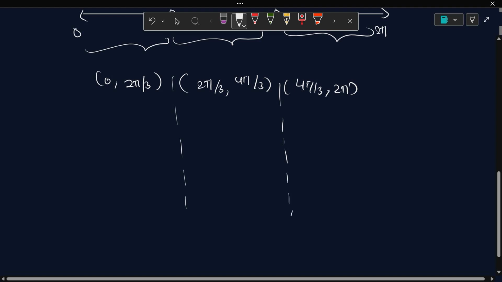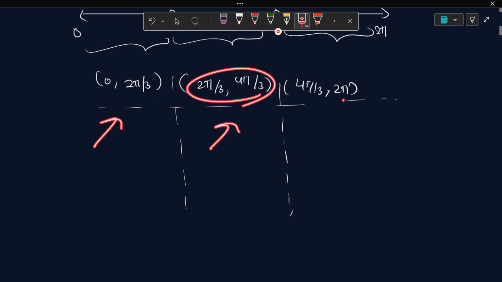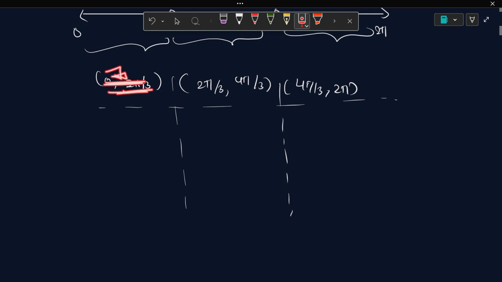Once I have those, I go ahead and choose any value within each interval: one value from here, one from here, one from here. But it doesn't have to be these two endpoints, because they are not included in the interval, they're excluded. So you have to choose whatever exists inside the interval. You can choose any value. So let's choose pi over 3 here.